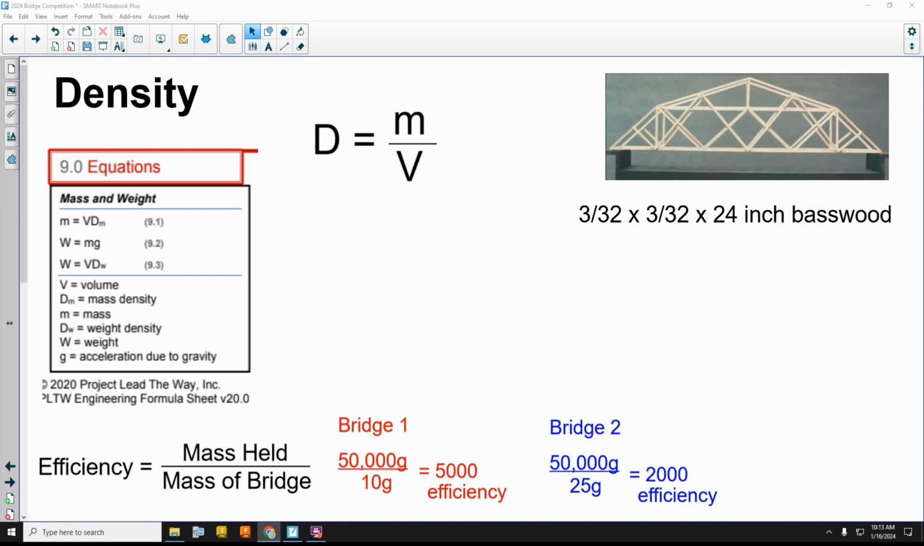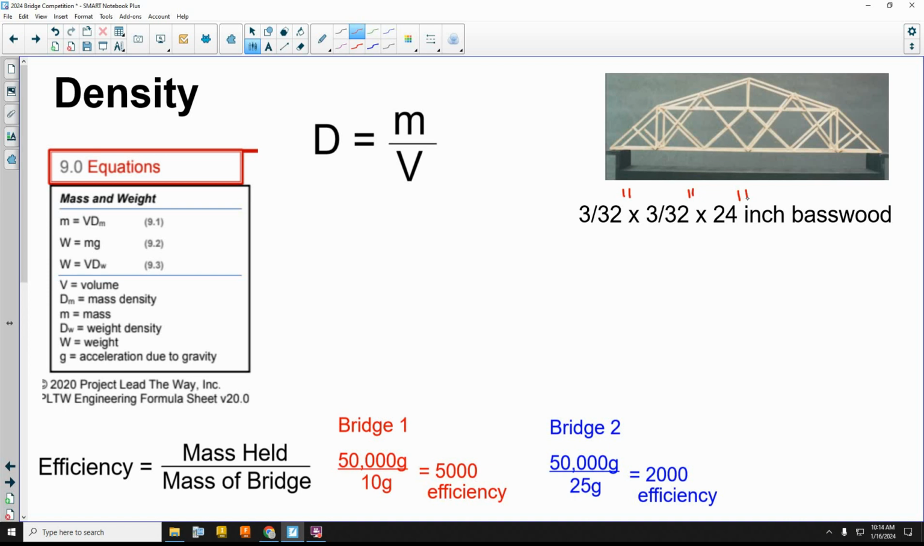Okay, as I was saying, density and unit conversions are covered in terms of materials properties on our end of course test, partly because it's one of the things that is testable. Now, our bridge: our sticks of wood are 3/32 of an inch by 3/32 by 24.